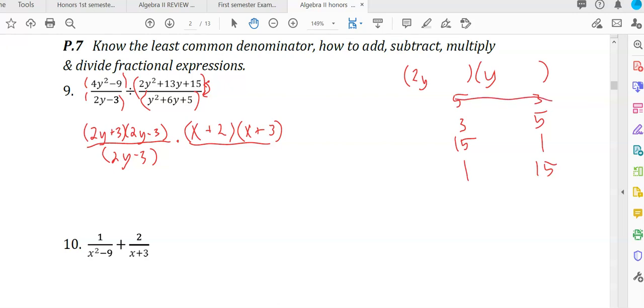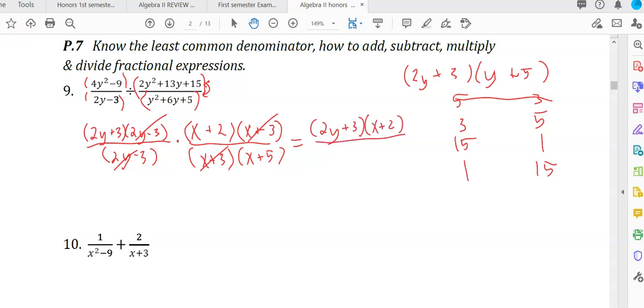So this one doesn't work. 10, oh, I think I like that. Okay, so I think that's going to work. So plus 3 plus 5. 3 plus 10 is 13. I think that works. So x plus 3 times x plus 5. Cancel everything you can. x plus 3's, 2y minus 3. I think that's it. So we get 2y plus 3 times x plus 2 over x plus 5.